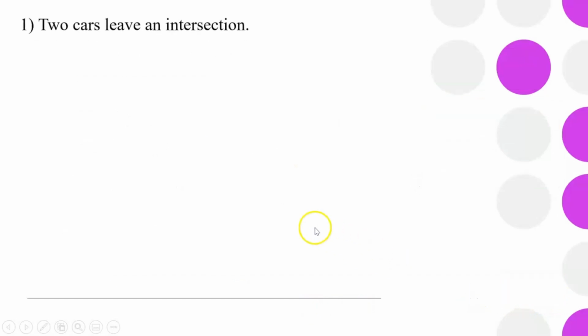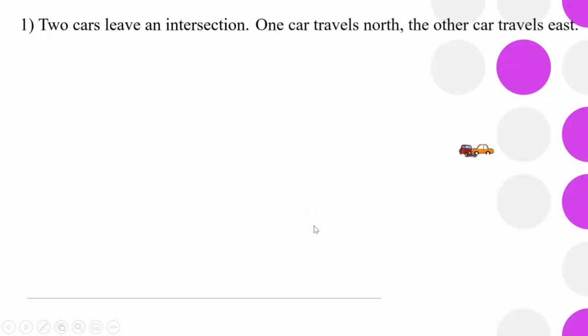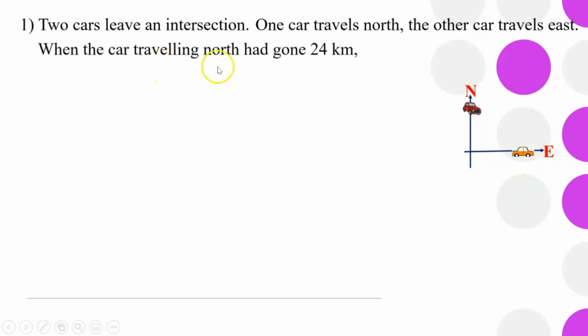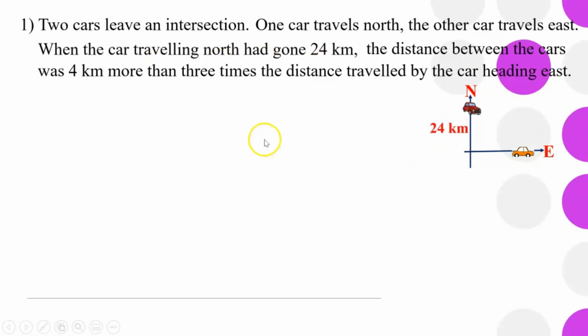Two cars leave an intersection. One car travels north and the other car travels east. Here we have a visual representation of the question. When the car traveling north had gone 24 kilometers, the distance between the cars was 4 kilometers more than 3 times the distance traveled by the car heading east.